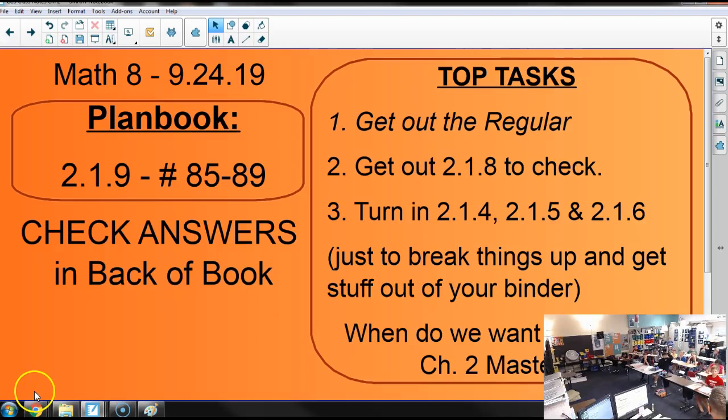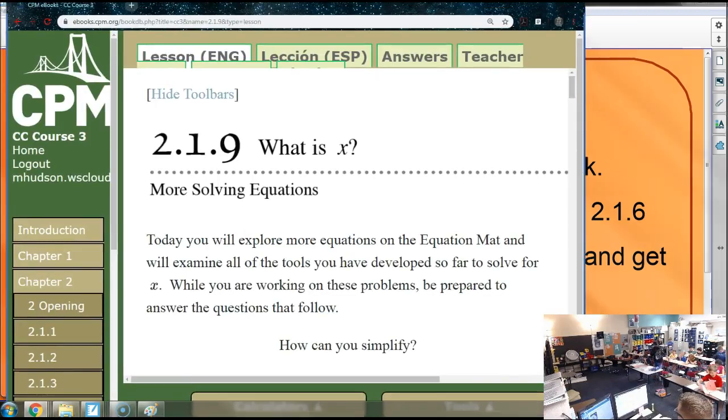Is there anyone who doesn't have a 219? If this isn't 219, then I don't know. Well, check the header. Oh. All right, switching screens.